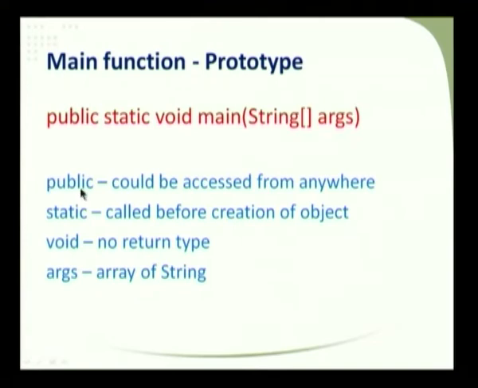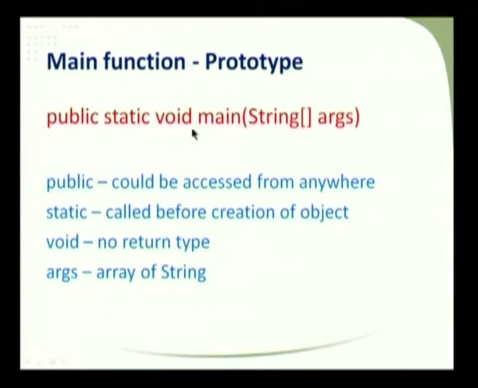Now public, as I already told you, can be accessed from anywhere. Static. What is static? Whenever we speak about static, this particular method can be called even before the creation of the Welcome object. Next is void. Void means no return type. You don't have any return type for the main method. Args is nothing but an array of strings. This is nothing but command line arguments. Whenever I run a program, I can give a set of inputs through the command line. We will see that later on.